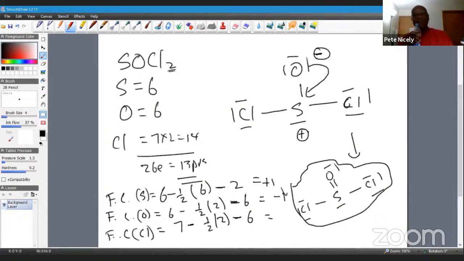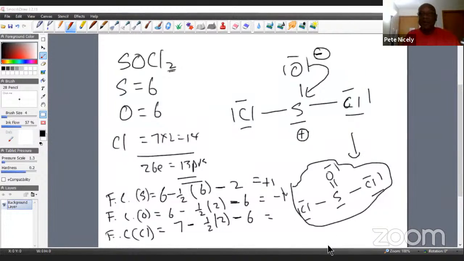Okay, any questions about this or any other example or anything in general with respect to Lewis structures? Any questions? Okay, so let's go back to PowerPoint.